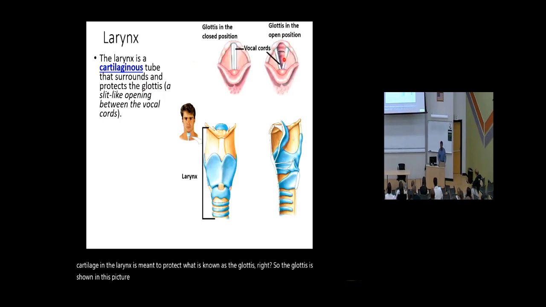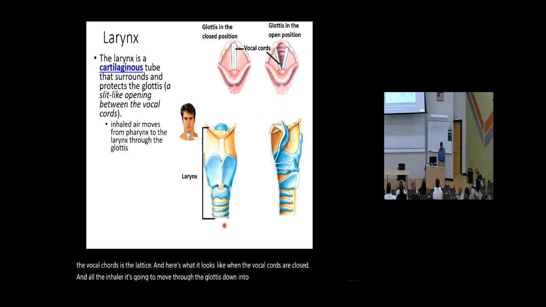This is just the opening between the vocal cords. So these two white lines here depict the vocal cords, and the opening in between the vocal cords is the glottis, and here's what it looks like when the vocal cords are closed. And all the inhaled air is going to move through the glottis down into the trachea, and so this part is very sensitive, and it should be protected by these cartilaginous rings.